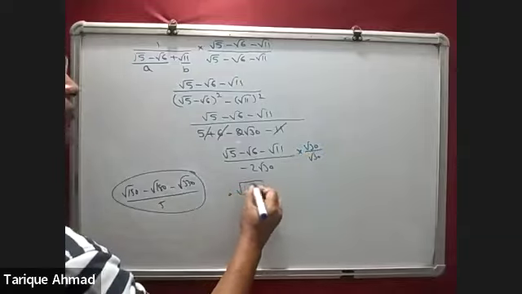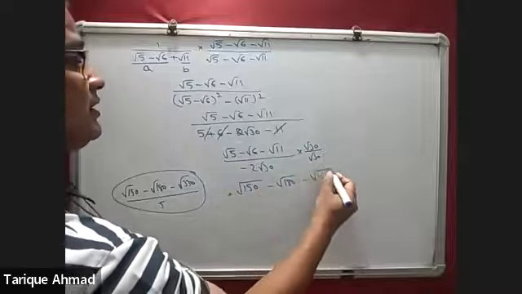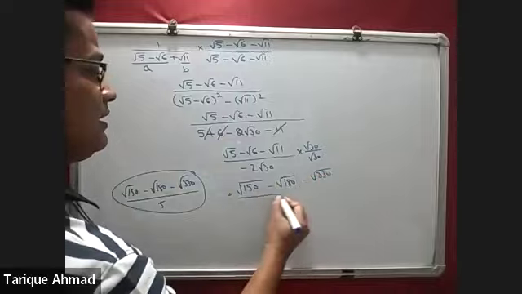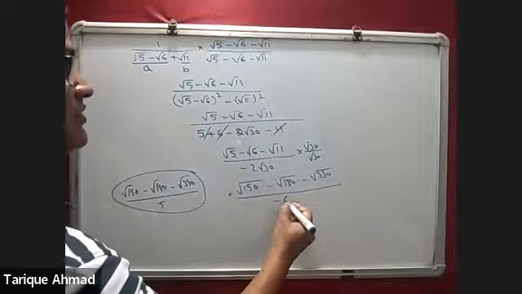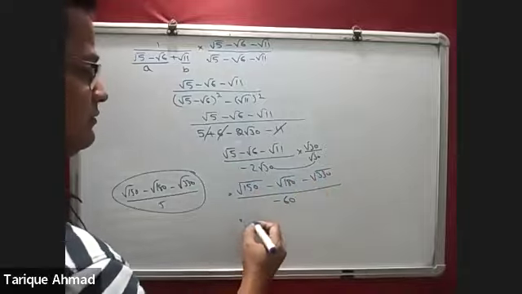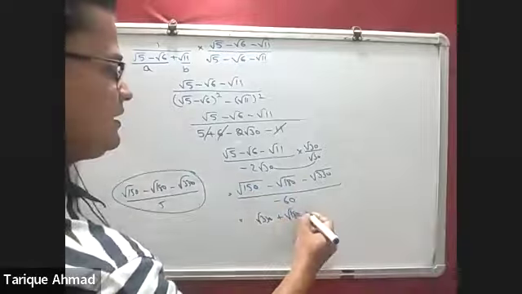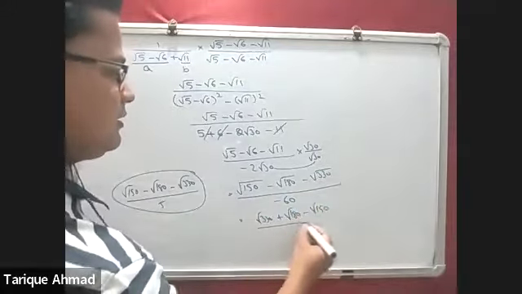So here root 150, root 180, root 330, here by minus 60. Okay. We can multiply minus sign in the numerator. These two will be positive. We can write root 330 plus root 180 minus root 150 by 60.